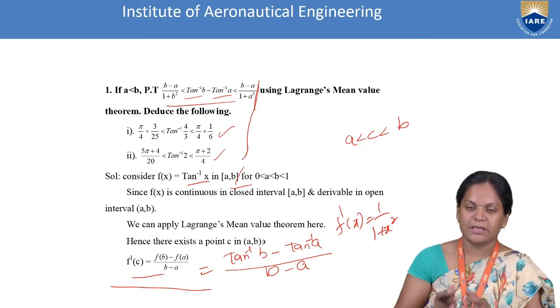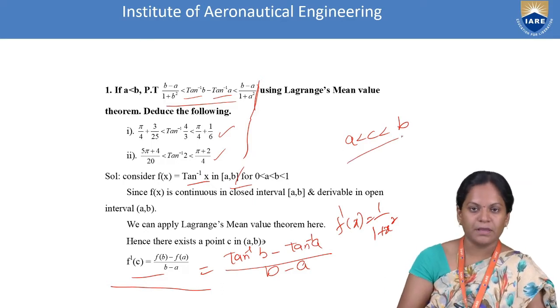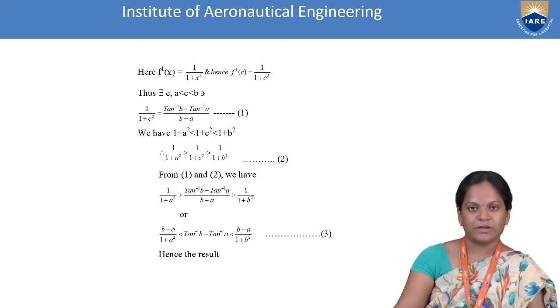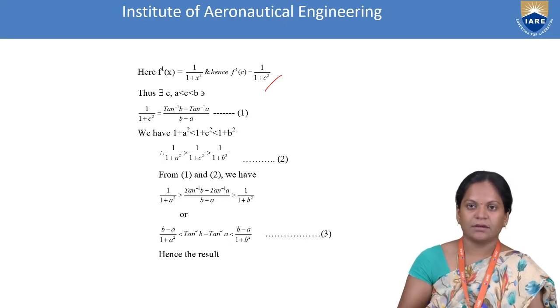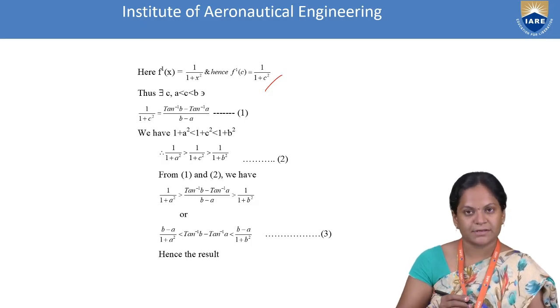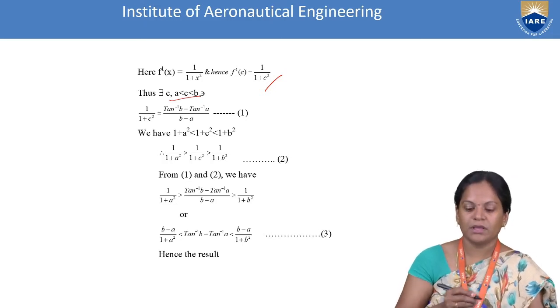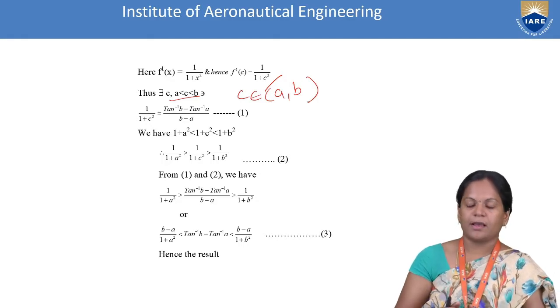So definitely c must lie between a and b. Then only do we consider a less than c less than b. Here f dash of x is 1 by 1 plus x square. Now we want f dash of c. f dash of c is obtained by replacing x with c, that is 1 by 1 plus c square. So what does Lagrange's mean value theorem say? There exists a point c such that a less than c less than b. What is the meaning of this? It means c belongs to the open interval a comma b.